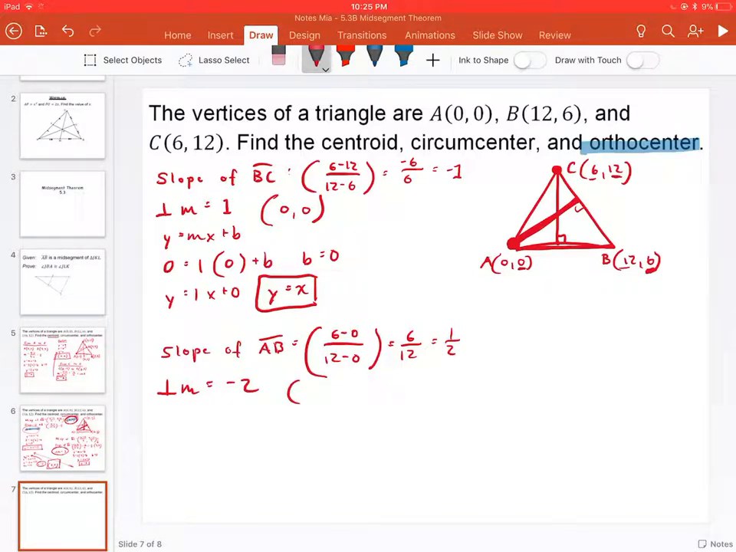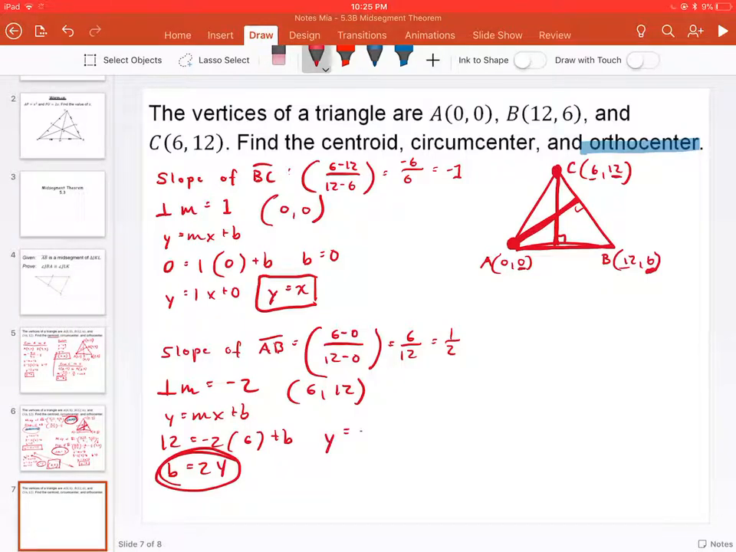And we're still going through that opposite vertex of AB. So we're coming from point C right now, which is 6, 12. So you're going to plug it all in, the y equals mx plus b. And you will get 12 equals negative 2 times 6 plus b. Add 12 to both sides now, and you should get b is 24. Which seems high, but all our algebra is accurate, so it is not a problem. So your final equation for this altitude will be y equals negative 2x plus 24.